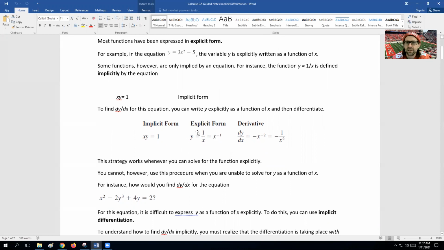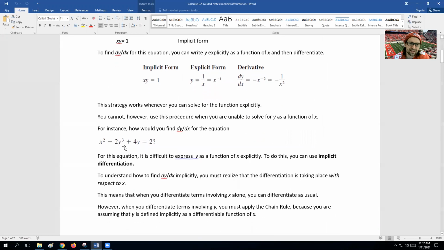But what we're going to do now is look at equations that are more than just y being a function of x. An example would be if we had an equation like x squared minus 3y squared plus 4y plus 2. It'd be very difficult to get a single y by itself. In fact, I'm not even sure it's possible to get a y by itself since we have a y cubed and a y. But just because we can't get it by itself doesn't mean we can't take the derivative of it.